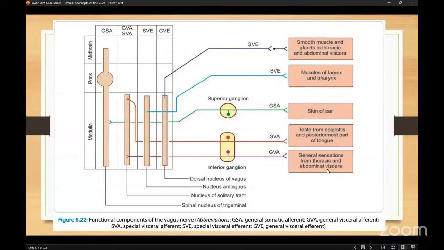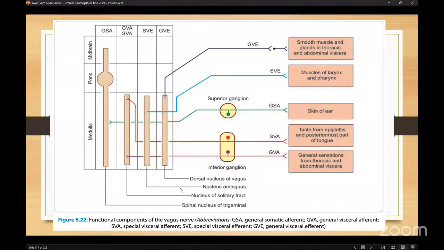So the 10th cranial nerve has one component that is general visceral efferent. That means it is supplying the parasympathetic supply to the glands and the smooth muscles. The nucleus is the dorsal nucleus of vagus. Then you have special visceral efferent, that is supplying the muscles of the branchial arches, that is larynx and pharynx. And the nucleus is nucleus ambiguus.